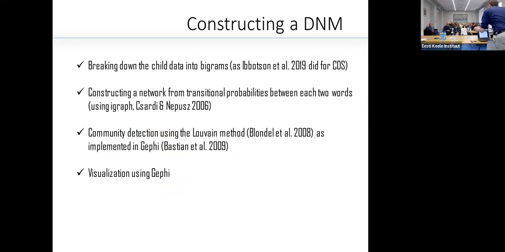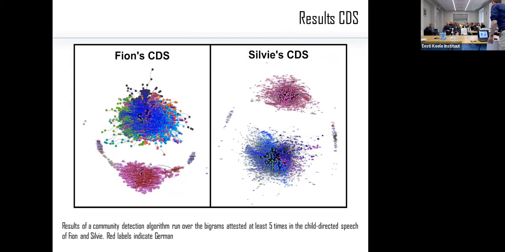So here we see again the individual steps. So we break down the child data into bigrams. Then we construct a network from transitional probabilities between each two words, and then we use this method that I've just explained in very complicated terms. In fact, it's probably a bit easier. And we use Gephi to visualize the data, and here are the results for the child-directed speech data.